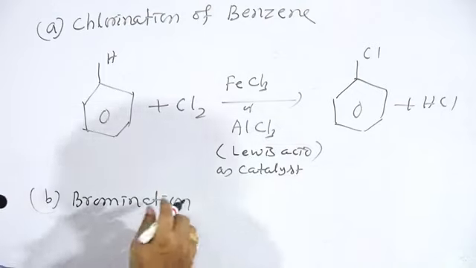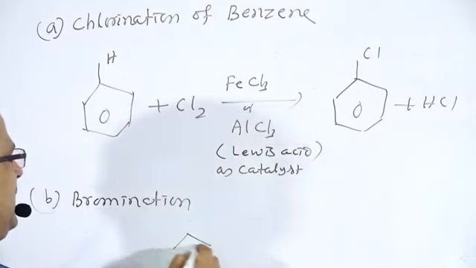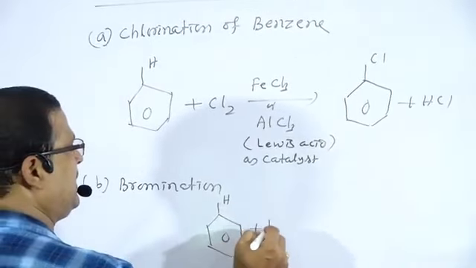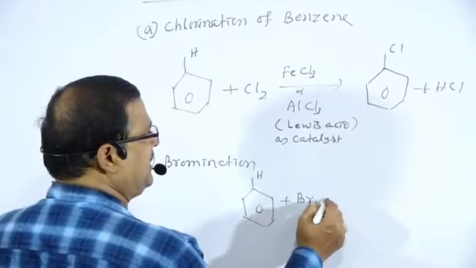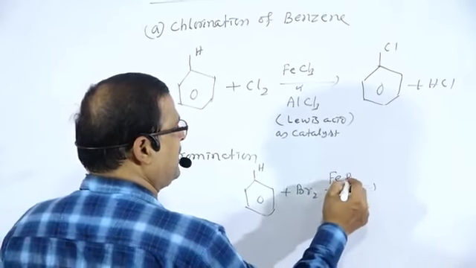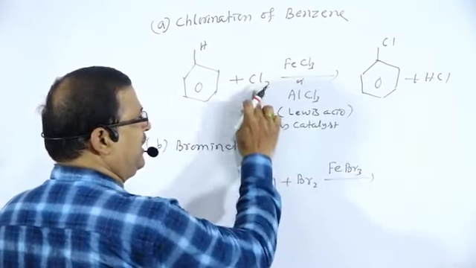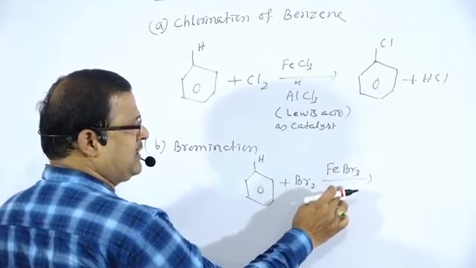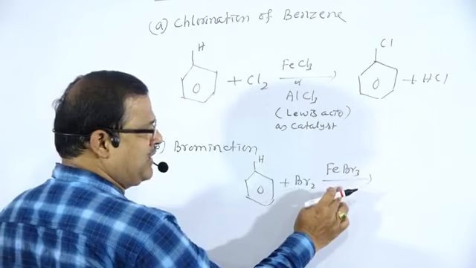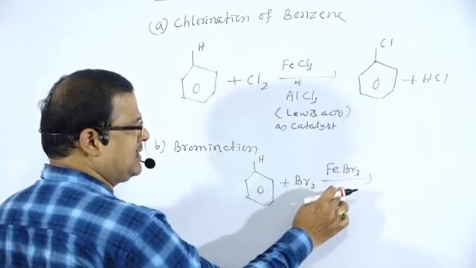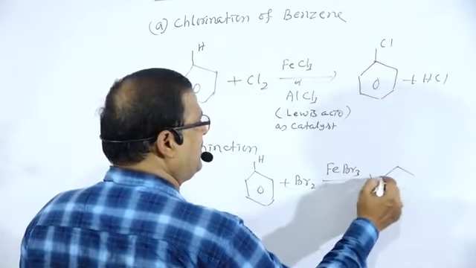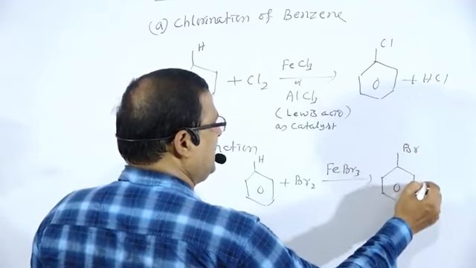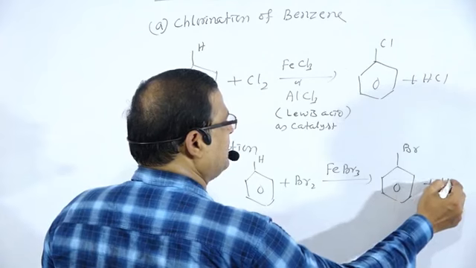Next one is bromination. Benzene is treated with bromine, and the halogen carrier is FeBr3. Chlorine uses FeCl3, bromine uses FeBr3. This is also a Lewis acid, an electron deficient molecule that will act as a catalyst. In the same manner there is the formation of bromobenzene, and the mechanism will be the same, that is an electrophilic substitution reaction.